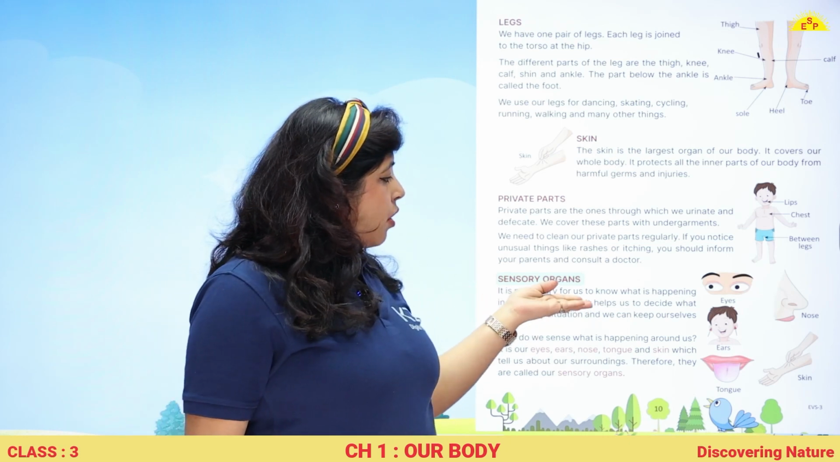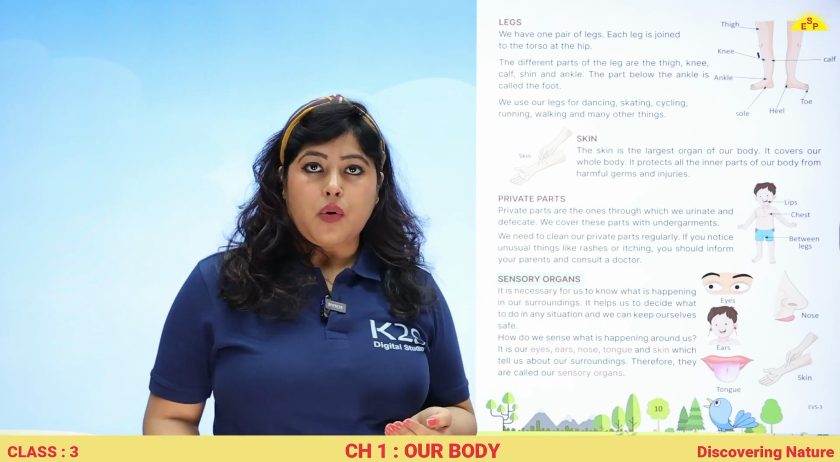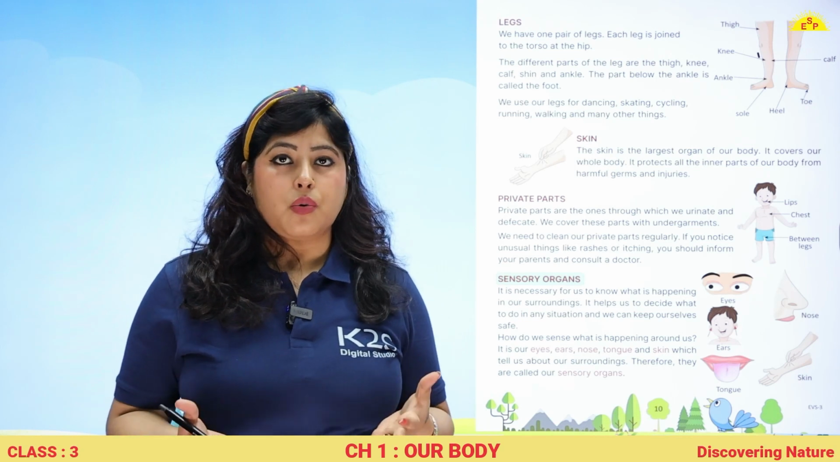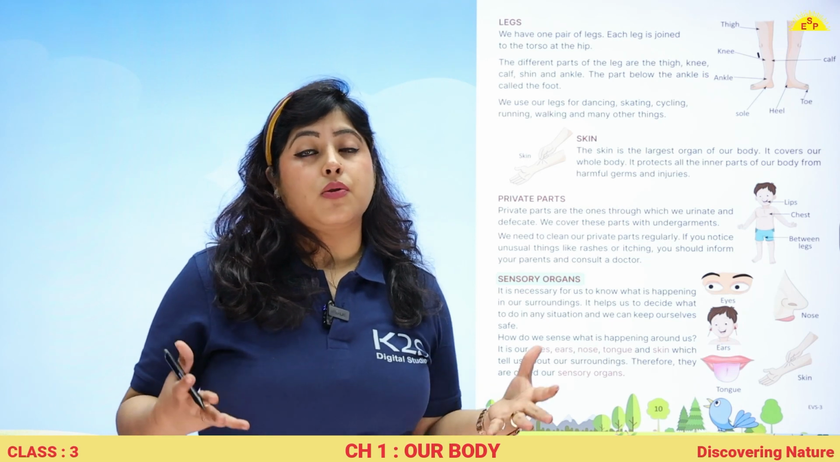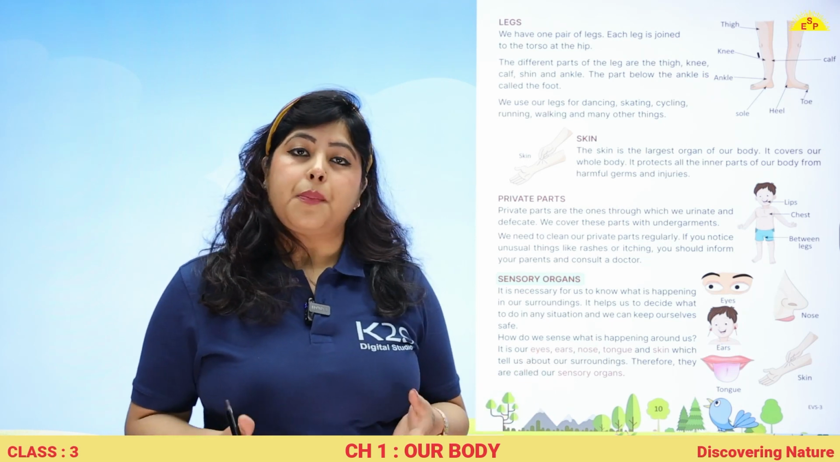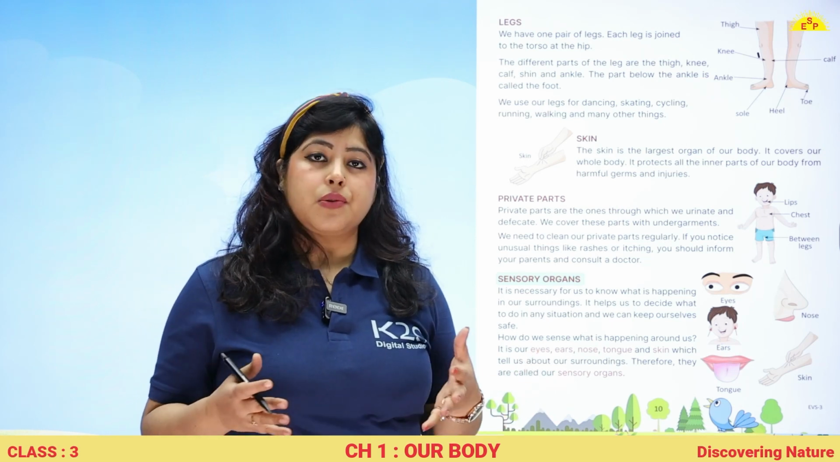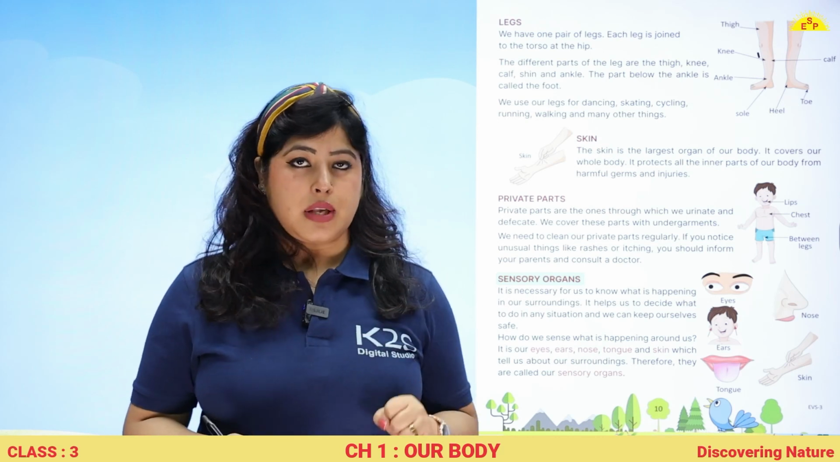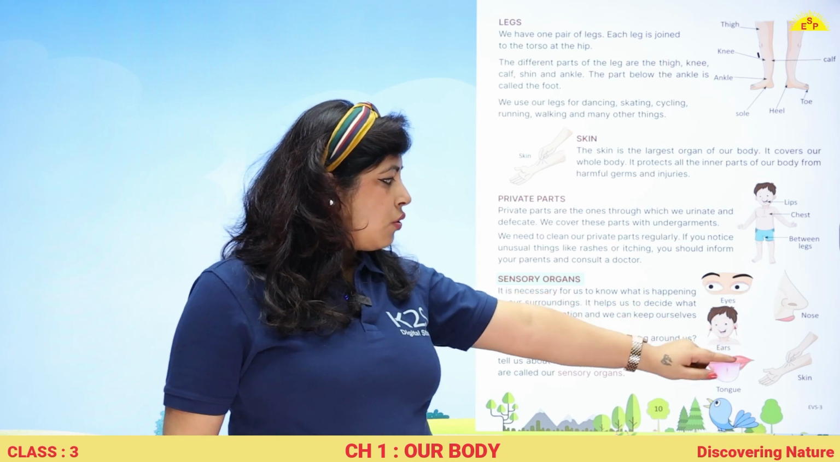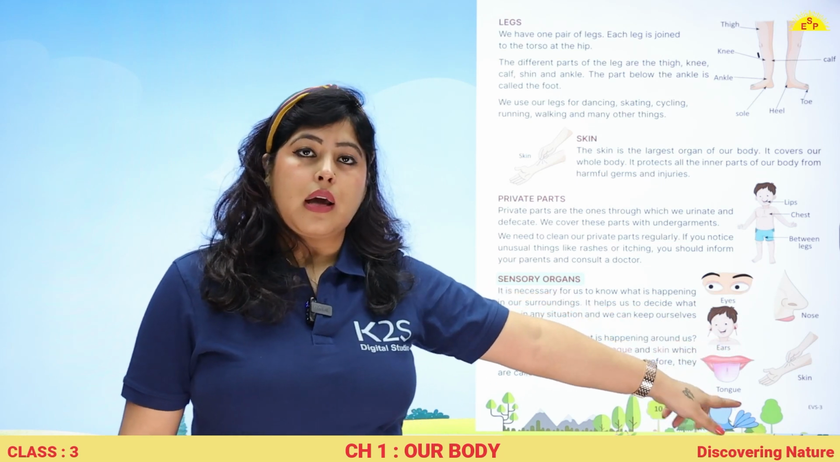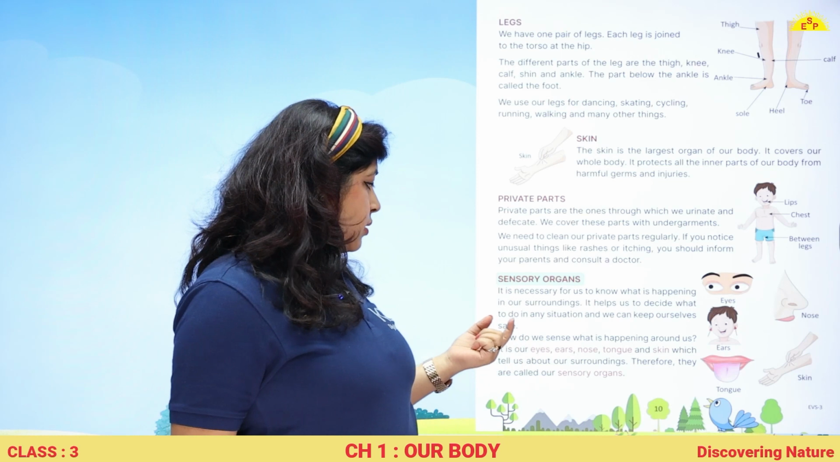It is necessary for us to know what is happening in our surroundings. तो हमारे आसपास क्या हो रहा है ये हमें जानना बहुत ज़रूरी होता है. तो हम अपने environment को sense कैसे कर पाते हैं? अपने sense organs की मदद से, which we have discussed that we have 5 sense organs. Now you can see in the picture eyes, nose, ear, tongue and skin. These are your sense organs.